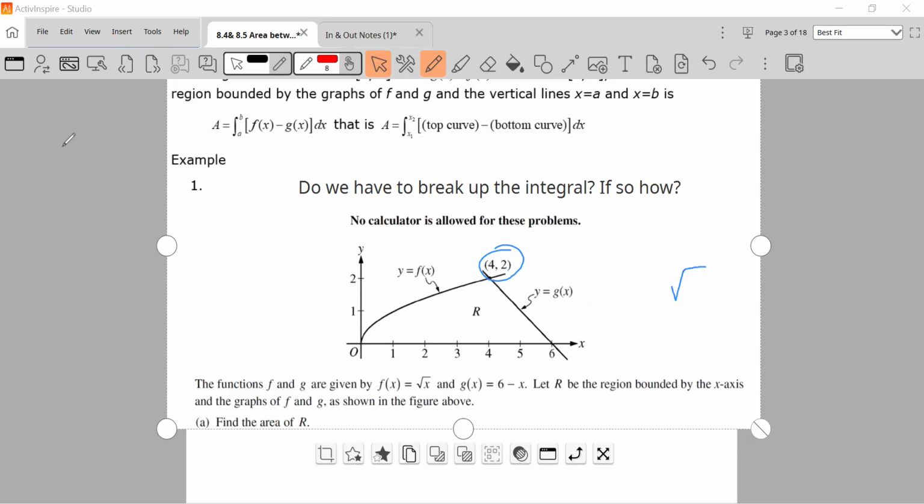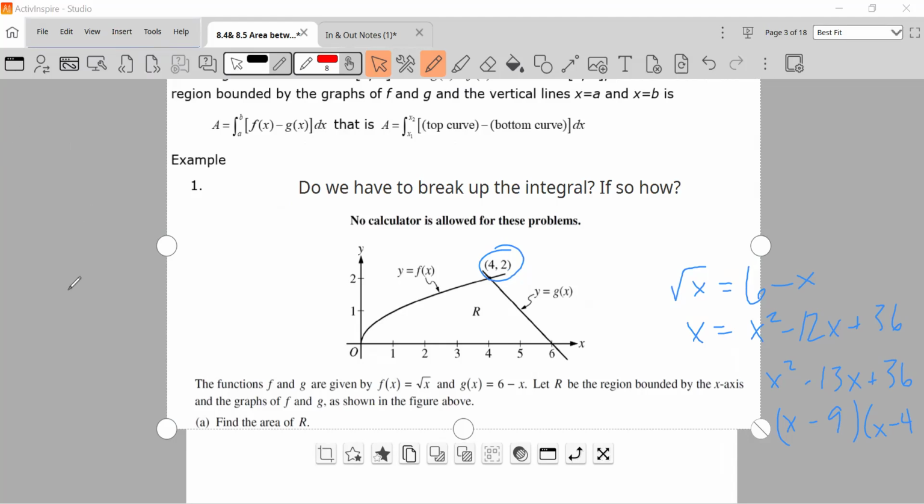In that case, we'd have to set square root of x equal to 6 minus x, square both sides, and then solve. This would give us x minus 9 and x minus 4. There we go. And the 4 is the only one that actually works as a solution. So 4 would be our intersection point.